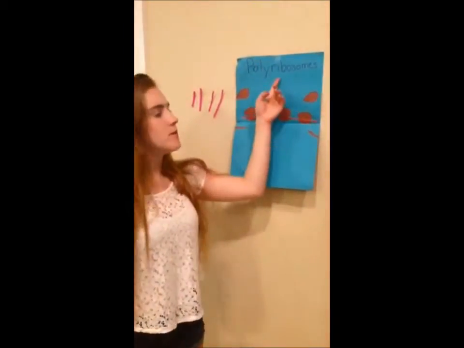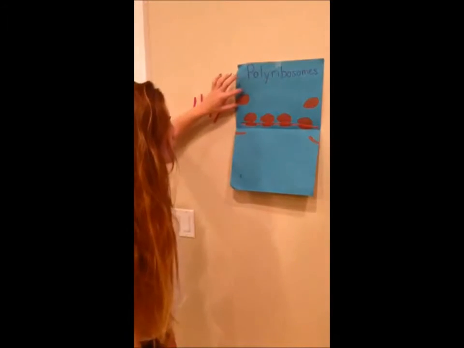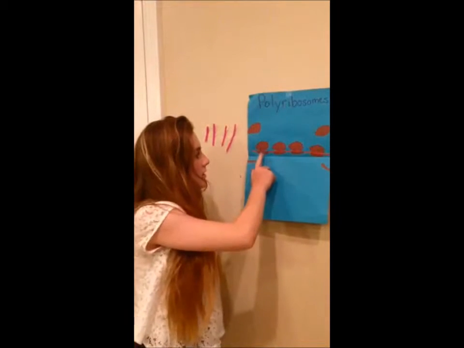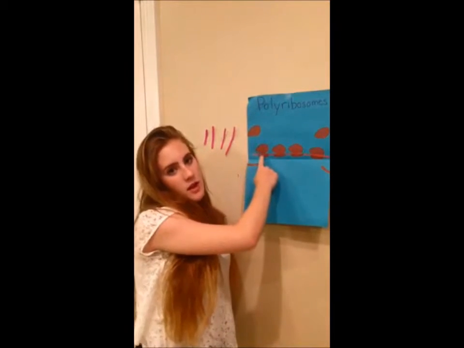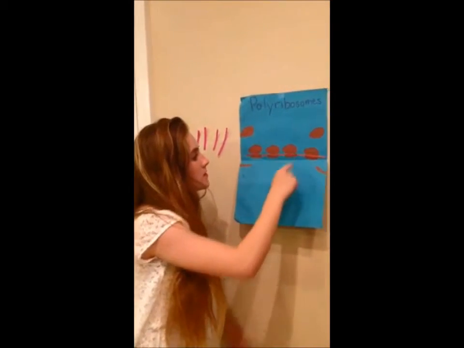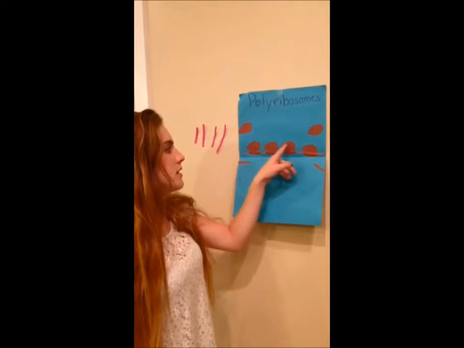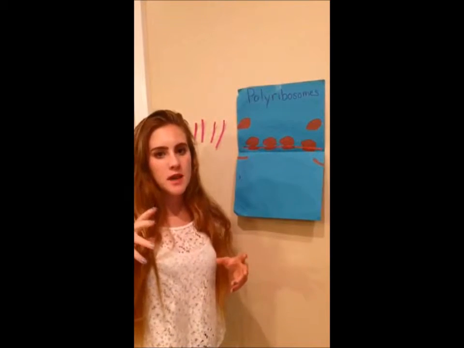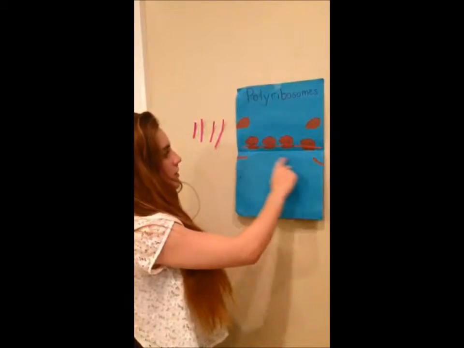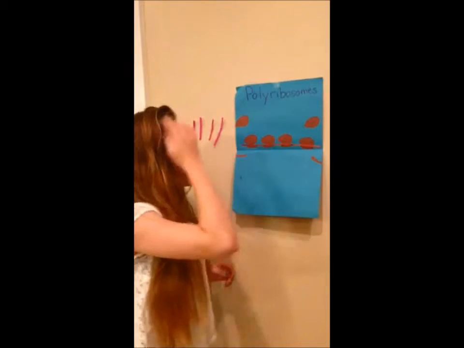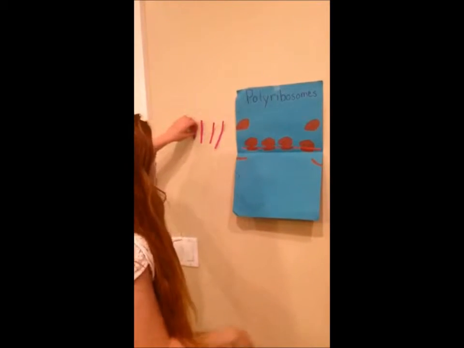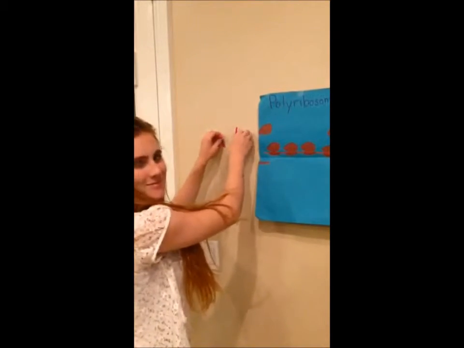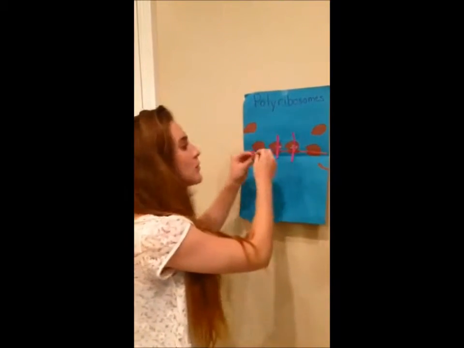Okay, so in order to get a polyribosome, you start with the ribosomal subunits. The ribosomes come together and translate a single mRNA molecule. There are lots of different ribosomes translating this mRNA molecule all at the same time, and this forms a polyribosome. Because of this, the proteins, which are the polypeptides, can be formed quickly.